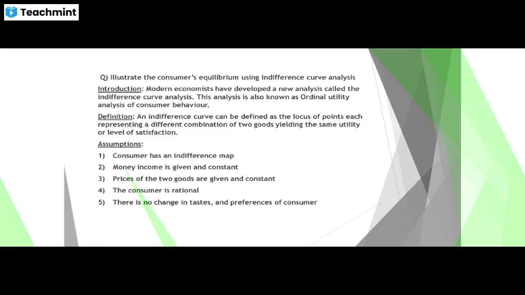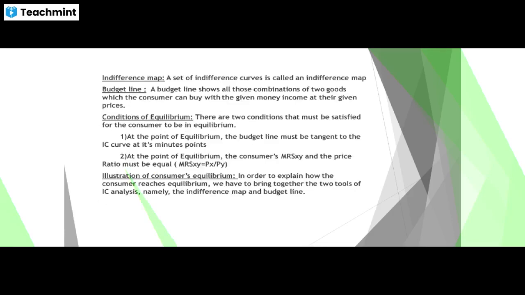Okay. And the next one, indifference map. As I said, a set of indifference curves is called an indifference map. That means too many indifference curves will be on one graph. Unlimited indifference curves will be in that map. Second one is the budget line. We have to understand the budget line and indifference curve to understand consumer's equilibrium.